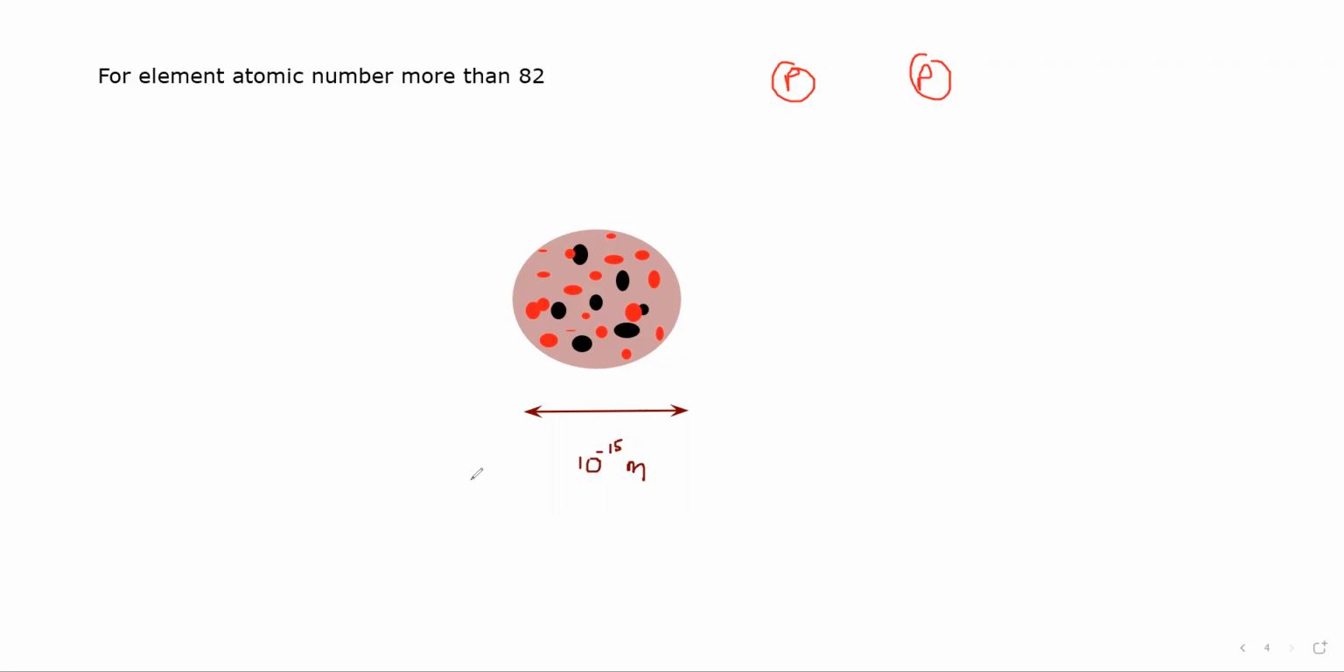The like charges repel each other. So as the like charges repel each other, these protons try to push each other. There are a lot of protons inside the nucleus. So elements which have an atomic number more than 82, their nucleus is not stable.